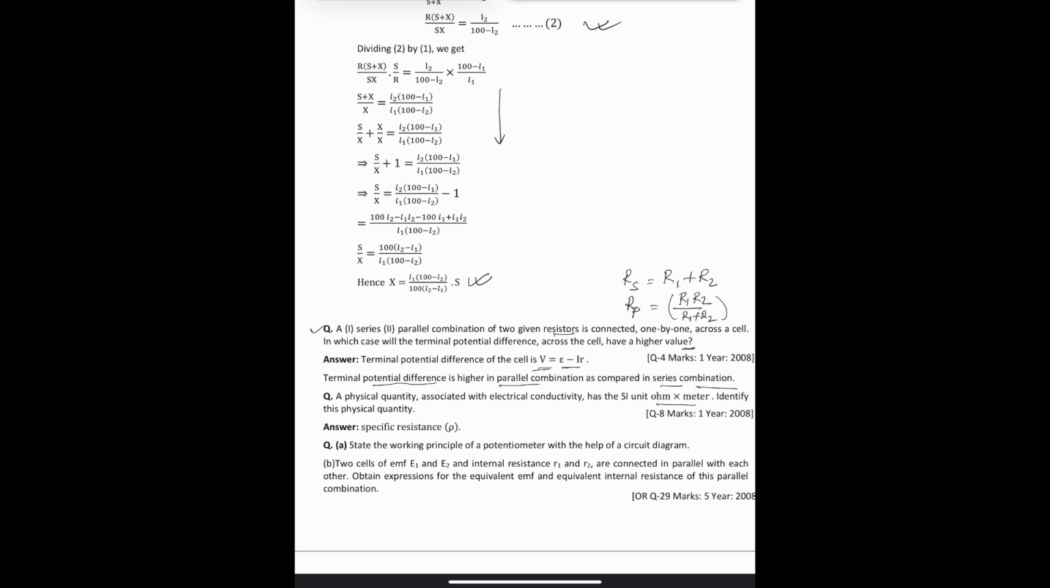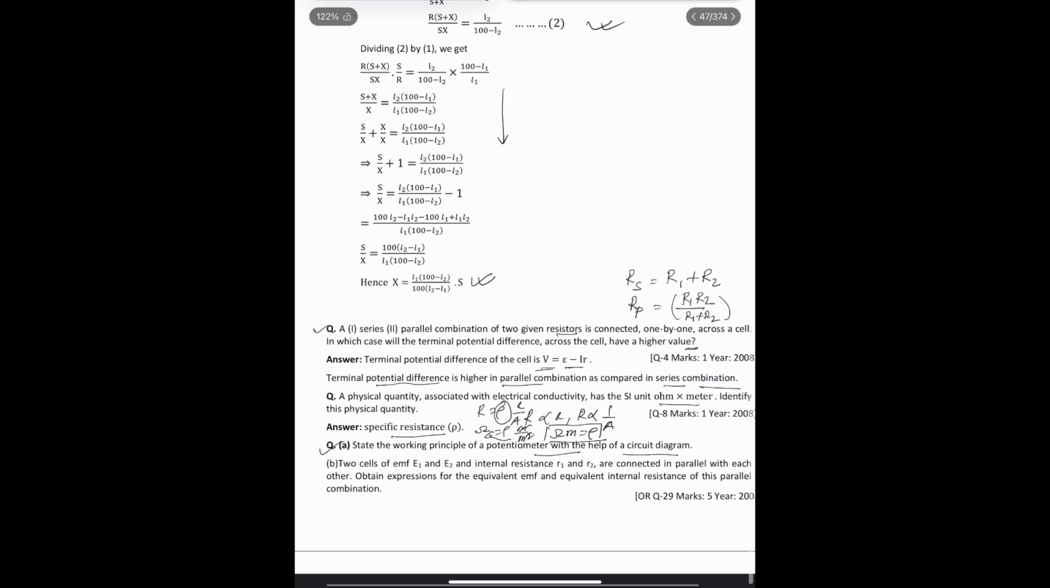The physical quantity associated with electrical conductivity has SI unit ohm meter. Identify the physical quantity, ohm meter. So what is this? Resistance is proportional to length, and resistance is inversely proportional to area. Wherever we get this type of relation, the resistance is equal to some constant into L by A, correct? The resistance is in ohm, L is in meter, area is in meter square. So ohm into meter is equal to rho. This particular term is called specific resistance or resistivity, rho.